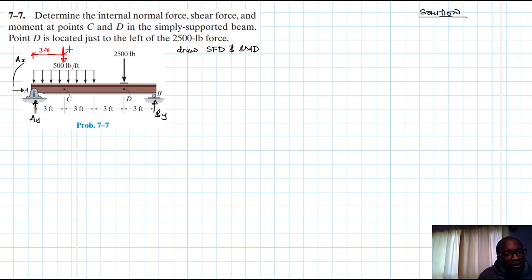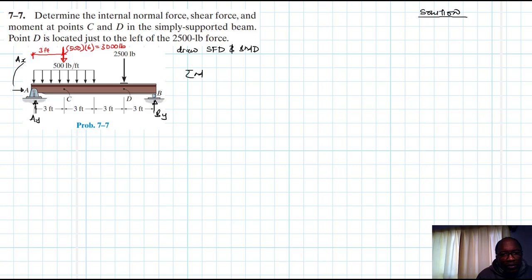And this magnitude is just the area under this loading diagram, which is equal to the intensity of the load, which is 500, times the length of this rectangular distributed load, which is 6. Therefore, 500 by 6 is just 3,000 pounds. Great. So then let's start applying the equations of equilibrium.